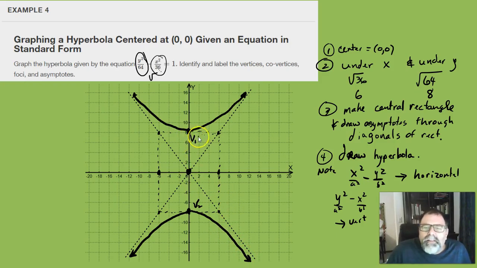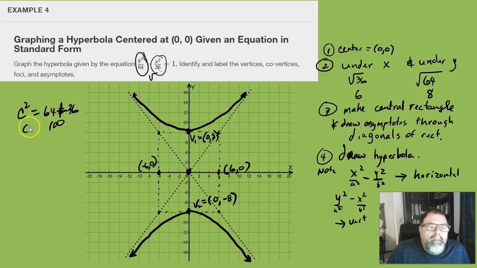So vertex 1 is 0, 8. Vertex 2 is 0, negative 8. Co-vertices will be 6, 0 and negative 6, 0. Foci, okay, we have to figure that one out. That's c squared. You're going to add these, 64 plus 36, which is 100. So c is the square root of 100, which is 10. So we go 10, negative 10. So the foci will be 10, 0 and negative 10, 0.